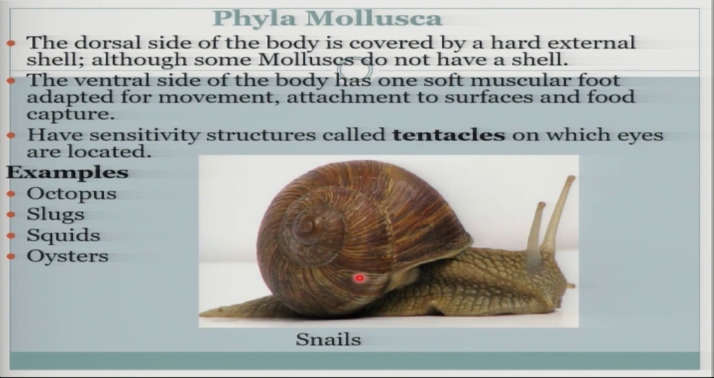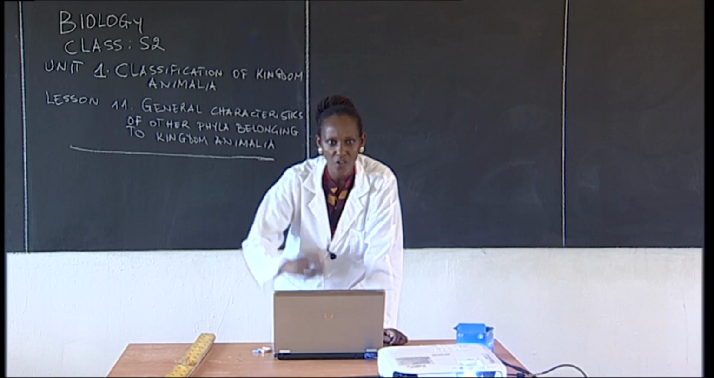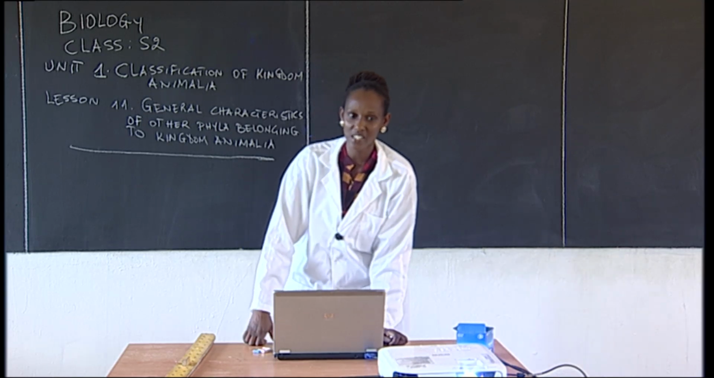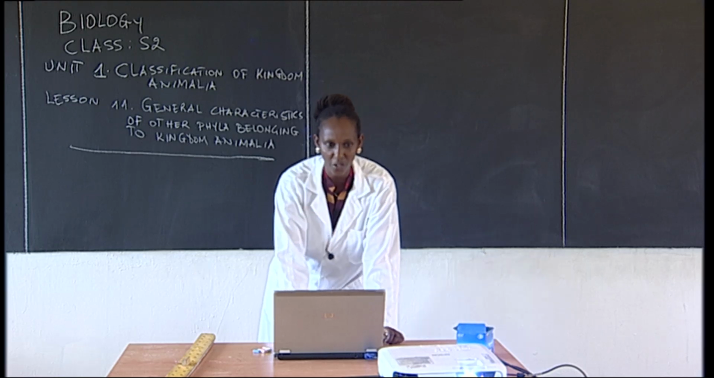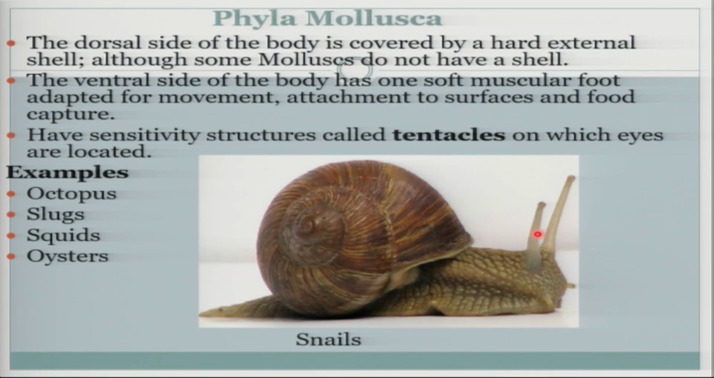They have a sensitive structure, that is the tentacles. These two you see. Don't mistake them to be antenna, because we have all along been looking at antenna. So these ones are not antenna. Don't call them a pair of antenna. No. They are just called tentacles. These are very sensitive. It's where the eyes are located. So don't call them antenna, rather call them tentacles, all right?